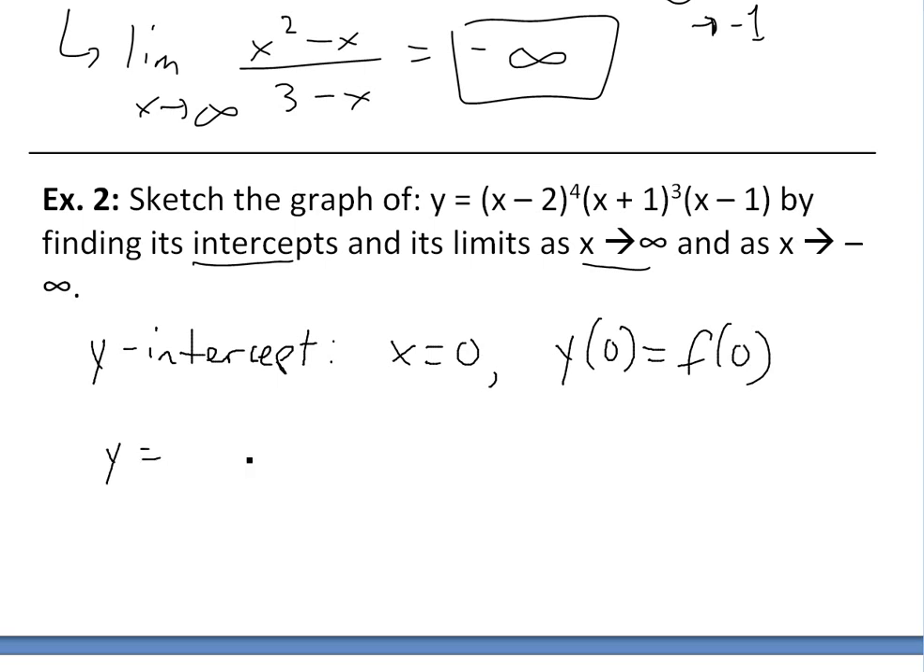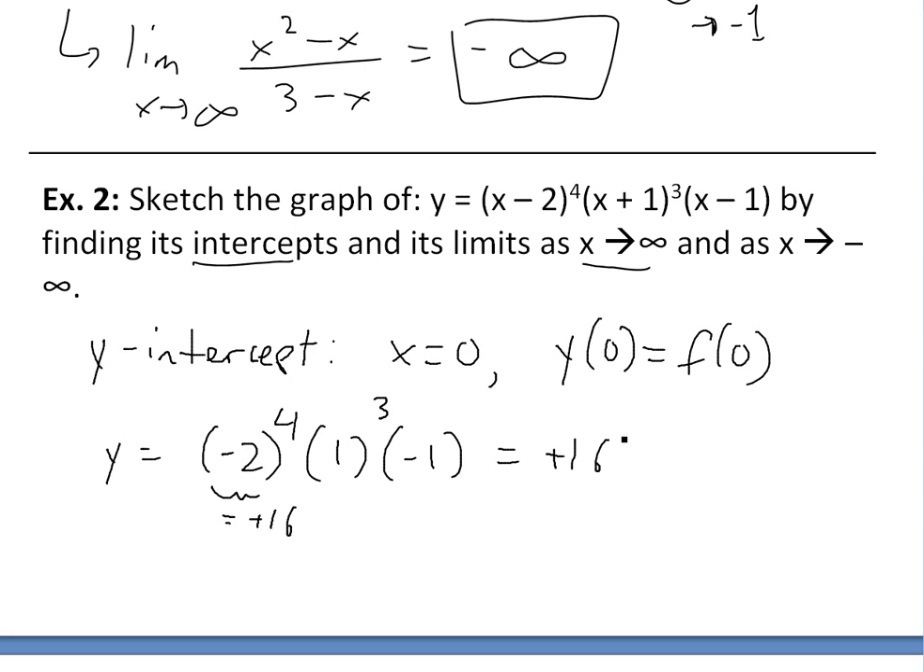So we're going to get y is equal to -2, if we put a 0 there, to the power of 4, times 0 plus 1, this is going to be 1, to the power of 3, and then 0 minus 1 is just -1. So 1 cubed is just 1, and -1 is just -1, and then -2 to the power of 4 is equal to positive 16. So we're going to have plus 16 times 1 times -1, so we're going to get -16. So this is the y-intercept.